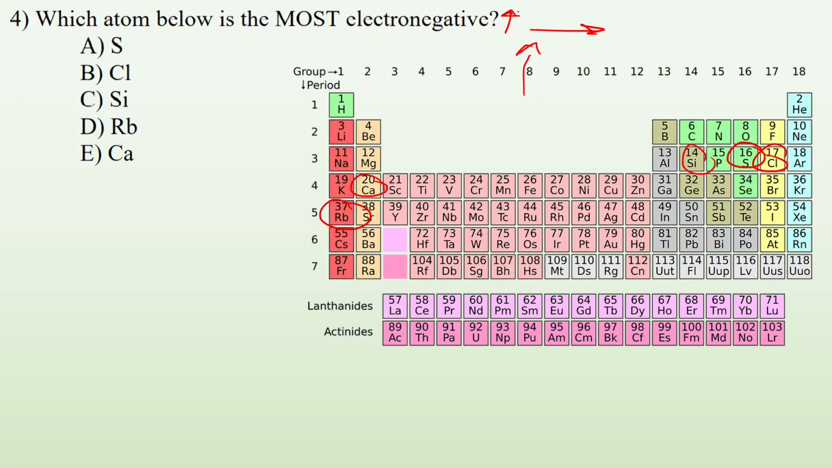So most electronegative tends to be non-metals. So even just looking at these two metals, you can rule those ones out. Now, most electronegative is going to be to the right. You can see our 3 options are in the same period. So the one that is to the right the most can be expected to have the greatest electronegativity. So choice B, chlorine.